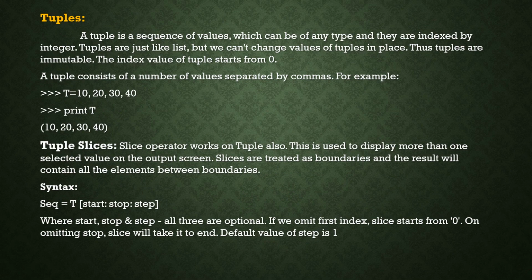Here sequence equal to T within square brackets: start, stop and step. Here we are using square brackets. In case you are going to initialize tuples, then we need parentheses. But whenever you use the slice operator, each and every slice operator uses square brackets. Here also the same method that we followed in lists and strings. So T, square bracket, start colon stop colon step. It's almost similar to what we studied in lists and strings.